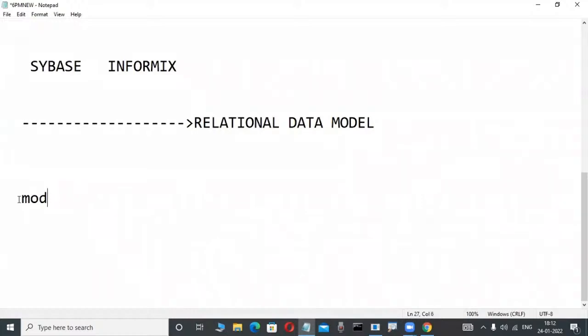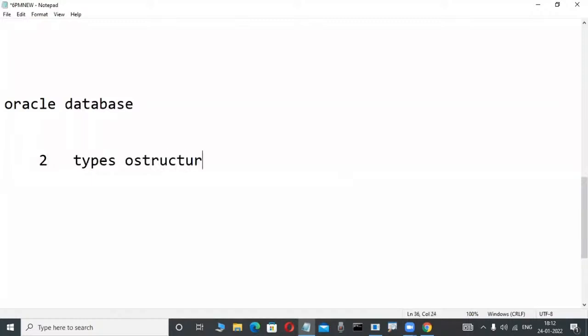Don't write it, just data model. What does data model mean? Slowly observe here. Anybody who attended the previous class, I am telling one thing. Suppose Oracle is a product. This Oracle database, or any relational database, has two types of structures, as I told in previous classes. One is the logical structure.